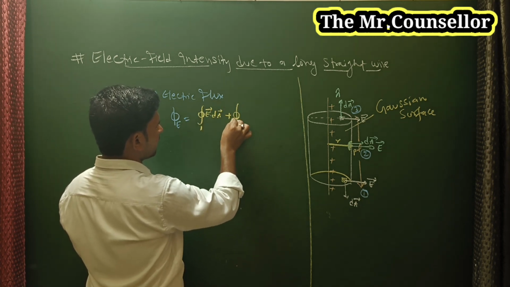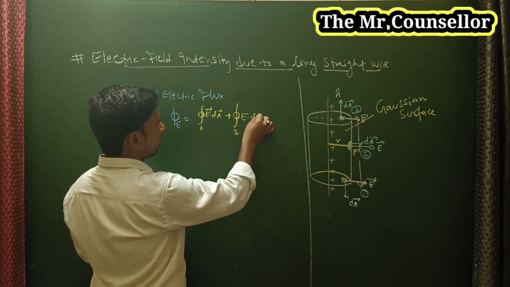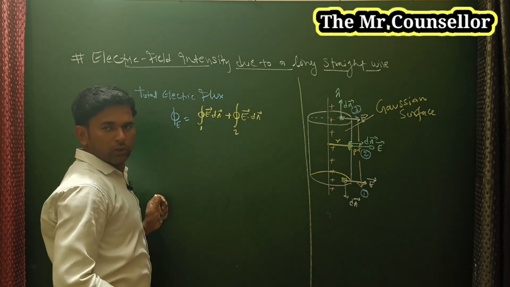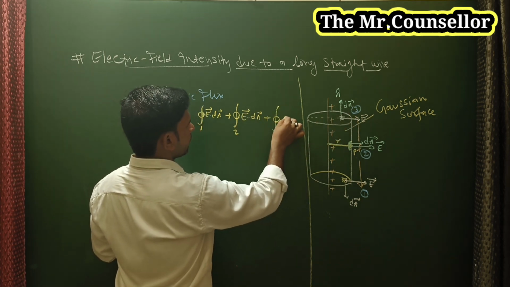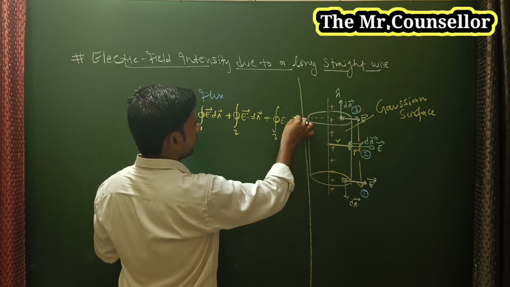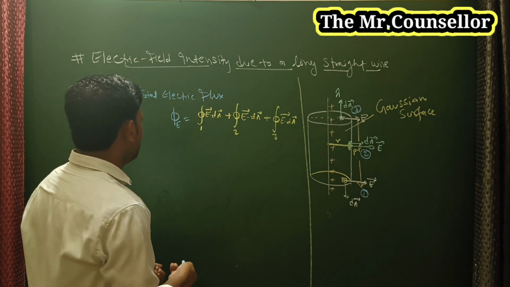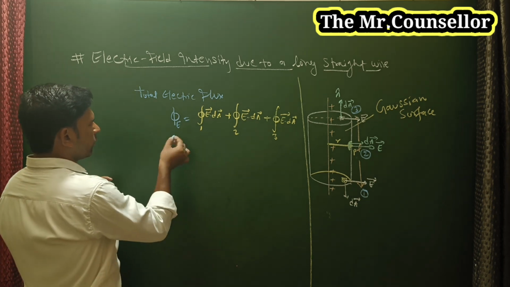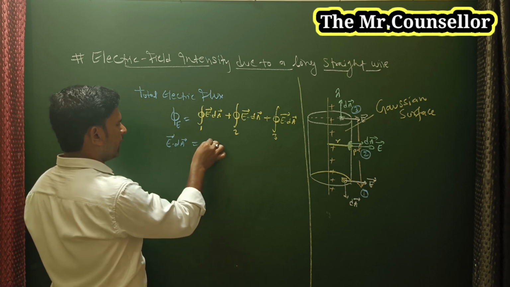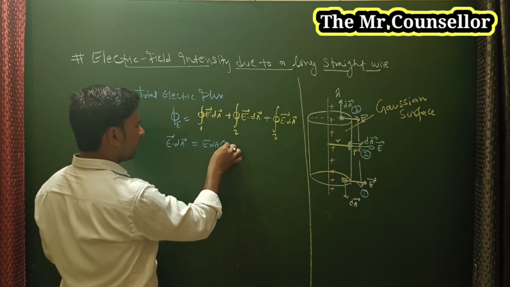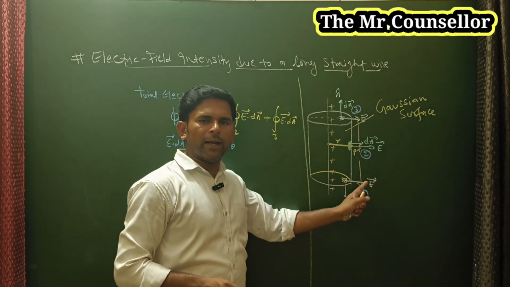Similarly, the electric flux for the second surface, you can write E dot dA. Is it okay or not? Similarly, for the third surface you can write E dot dA. Yes or no? You know very well E dot dA, you wrote already, can be written as E dA cos theta. This theta is the angle between the area and the electric field.